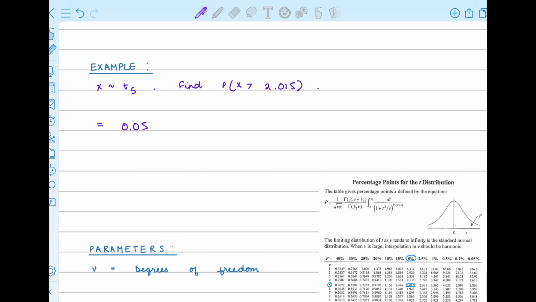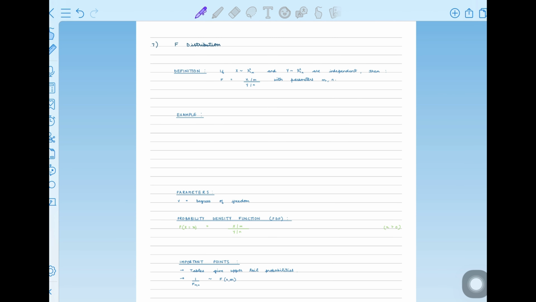F distribution. The formal definition states that if the random variable x follows chi-square distribution with the degrees of freedom m, and the random variable y follows chi-square distribution with the degrees of freedom n, such that both of these random variables are independent, then f will be equal to x upon m whole upon y upon n, with parameters m and n respectively.